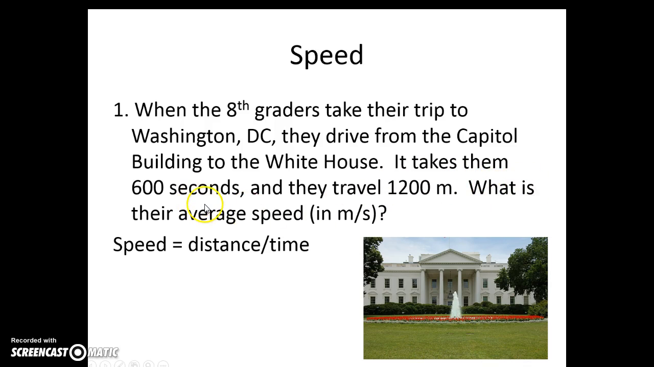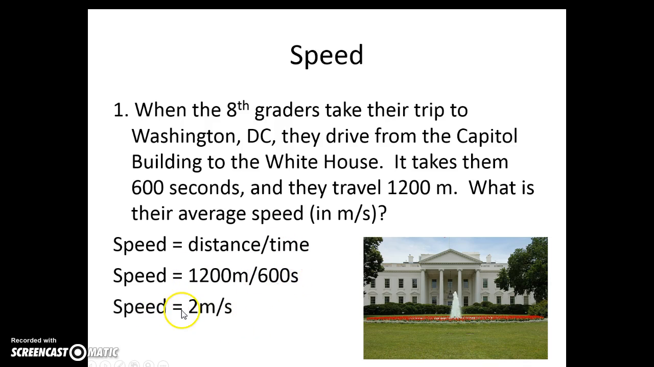Now we're going to plug this into the equation to find the average speed, and our units will be meters per second. So here's our equation. Speed equals distance divided by time. We're going to plug it in. Here's our distance, here's our time. So we get the speed is going to be equal to 1,200 meters divided by 600 seconds. See how we just plugged those into the right spot? And when we do the math, we find out that the speed is 2 meters per second. That's a pretty slow walking pace.